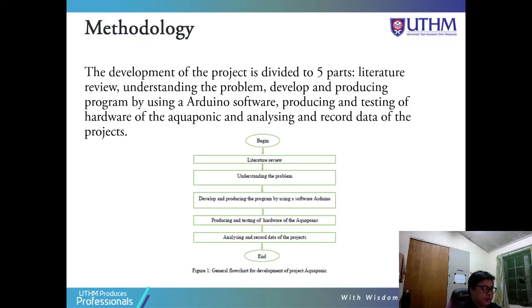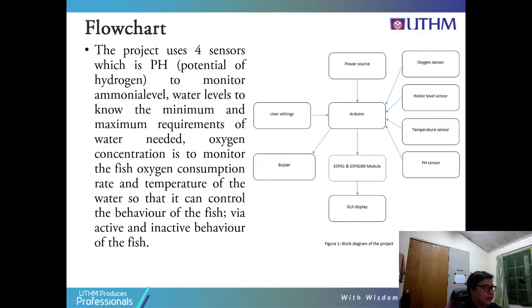So the methodology: the development of the project is divided into 5 parts: literature review, understanding the problem, developing and producing the program by Arduino software, producing and testing the hardware of the aquaponic, and analyzing the record of data in the project. So this is the general flowchart for the development of the aquaponic project. Okay, next is the flowchart.